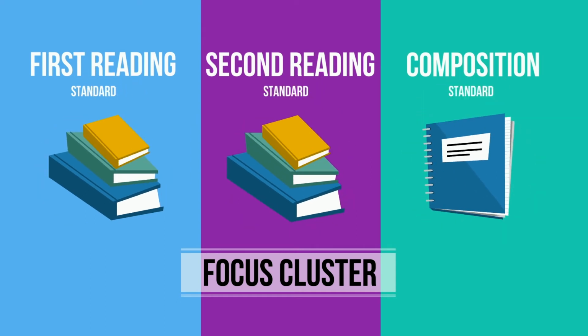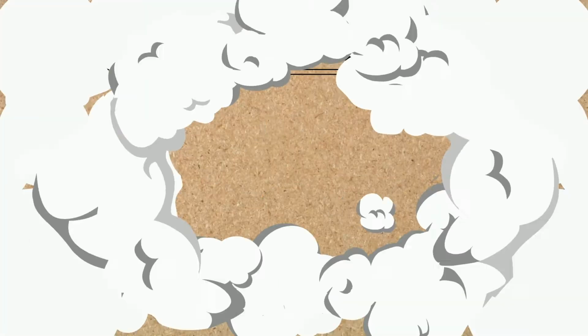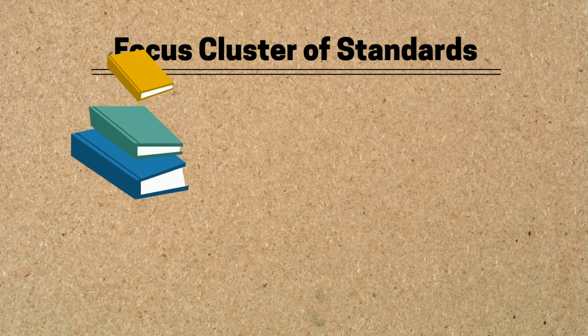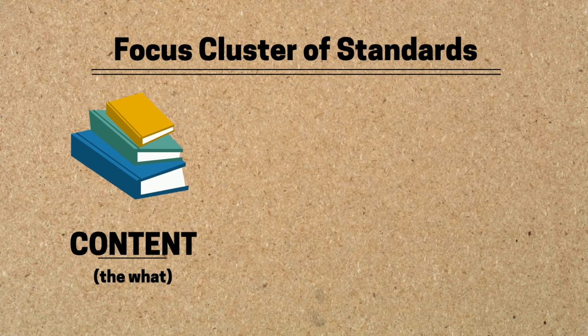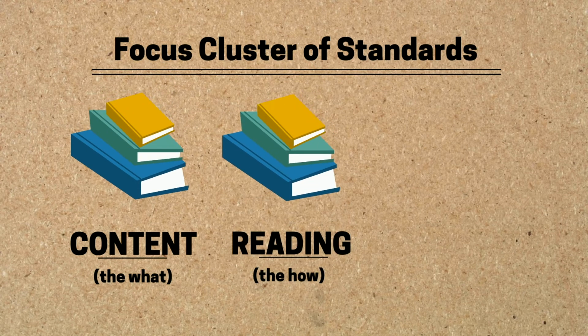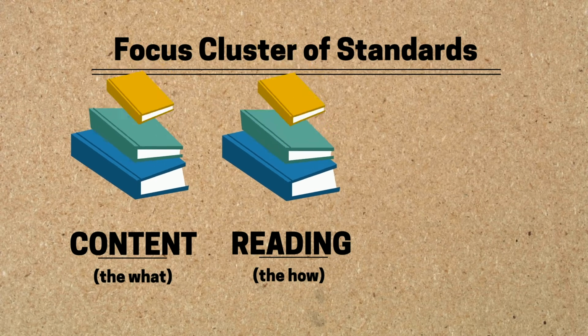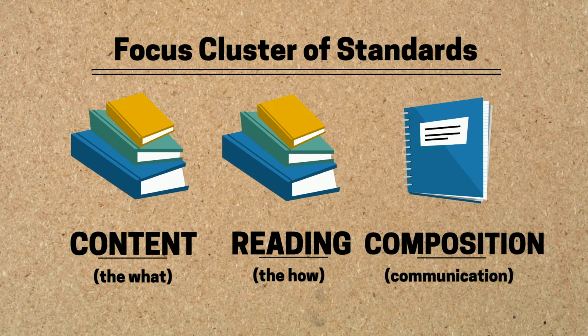Each standard in the focus cluster should leverage the other standards in the cluster to create opportunities for rigorous thinking work in your task. The first reading standard in the focus cluster, the what, addresses the disciplinary content your students should be thinking about during the task. The second reading standard in a focus cluster, the how, addresses how students are thinking about that content. The third standard in the cluster, the composition standard, articulates how students will communicate their thinking.